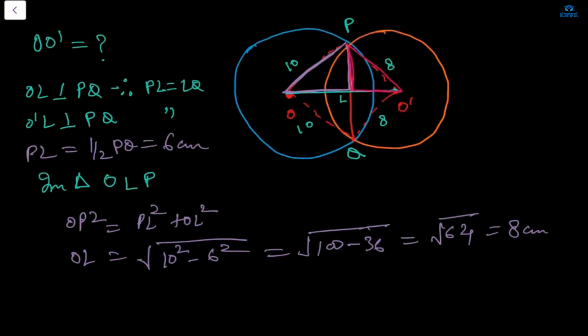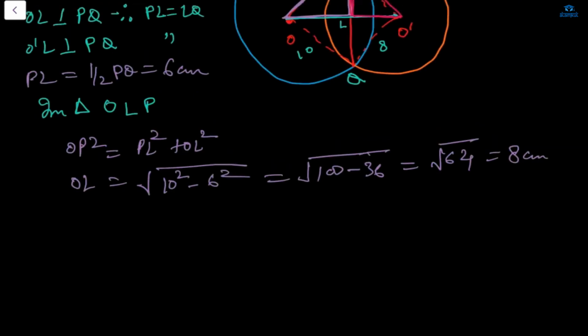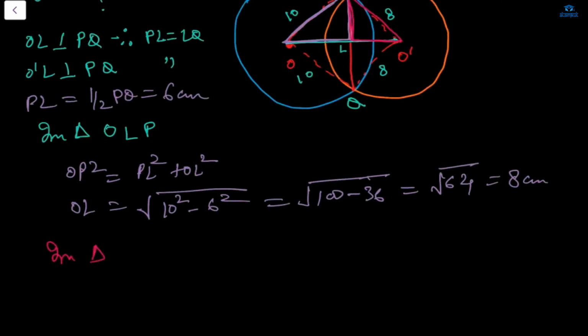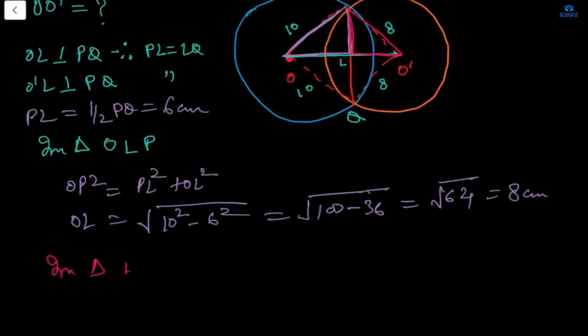Now in triangle, you can go in triangle O dash LP.